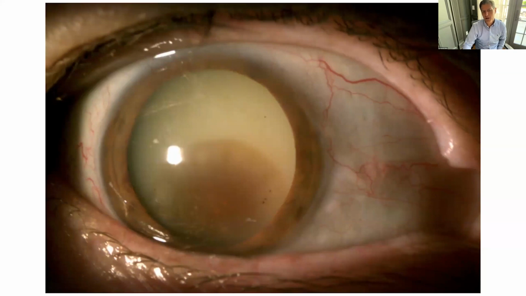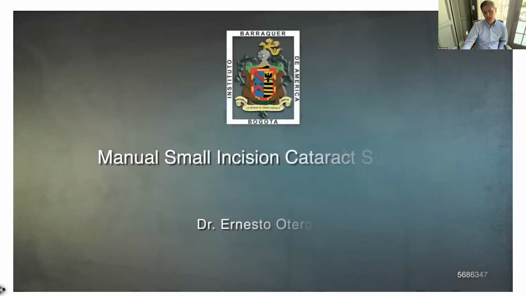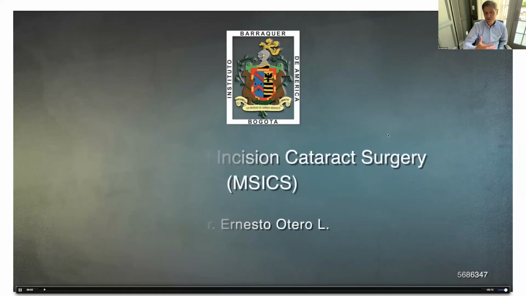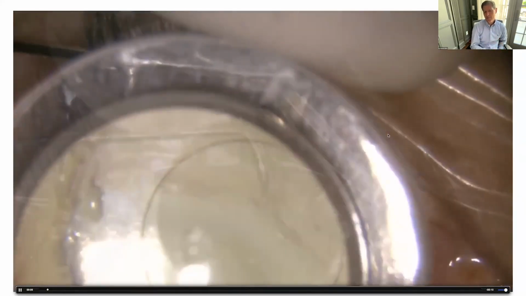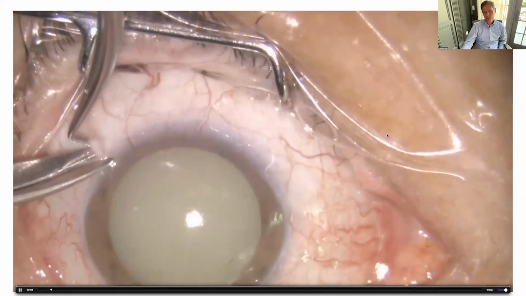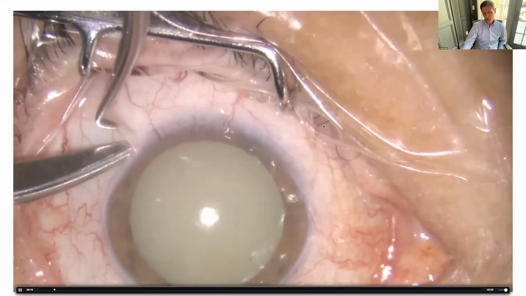So this is another case I wanted to show you. It's a Morgagnian cataract. In these Morgagnian cataracts, the cortex is reabsorbed and liquefied, but the nucleus tends to be very, very dense. And because it's dense and small, it's very tough to grab it and hold it and to fracture it. So in these cases, or in cataracts that you find you won't be able to emulsify, my recommendation is doing small incision cataract surgery, or SICS.